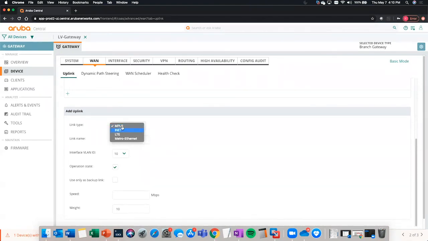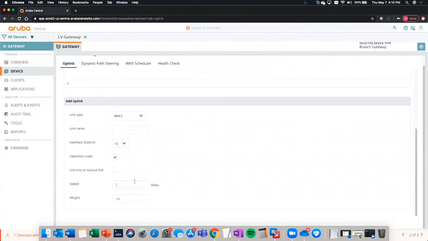Yeah, and I was just showing here the link type. You've got the MPLS, the internet, LTE, and Metro E, like you were talking about. And then you'd go in, tell it what VLANs you want to have across it, and the speed of the link, so that we can actually monitor utilization of that link. So you have a 10 meg link. When we hit 9 megs, we know that we need to start looking at other paths and looking at that utilization.